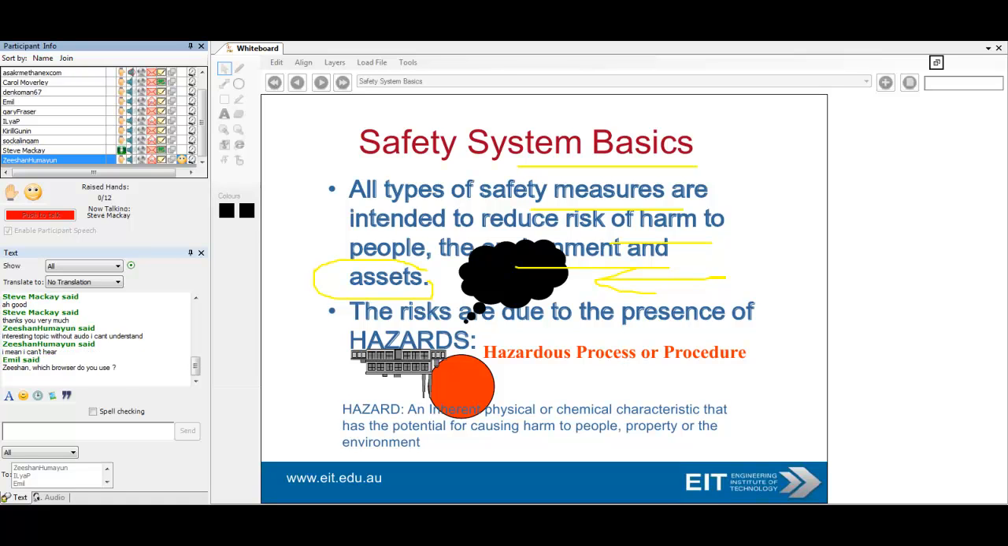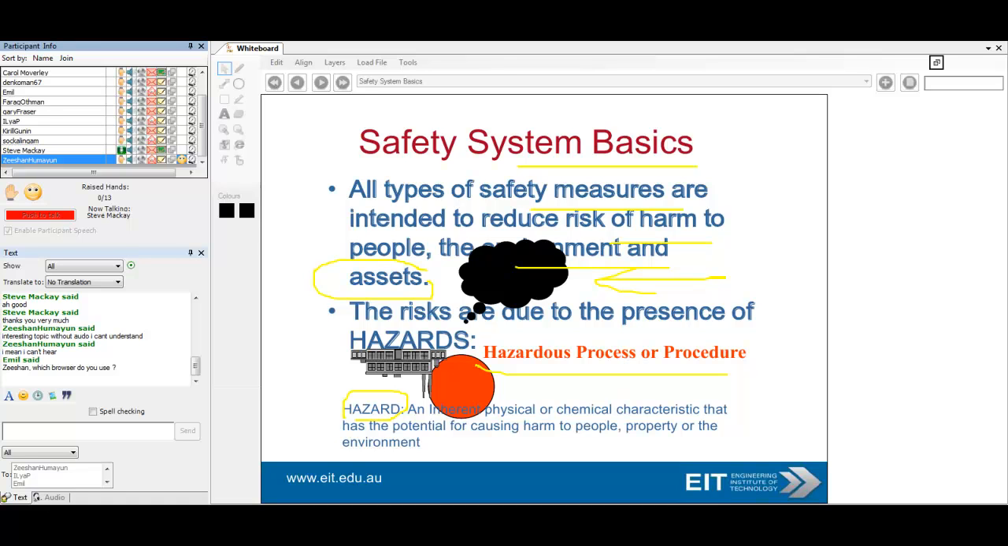Now, risks are due to hazards, so let's have a look at the hazards. A hazard is basically a built-in physical characteristic which could cause harm to you as a person, or to your equipment or property. So obviously, that's what we're interested in. So, hazard and risk. A hazard is the physical or chemical characteristic which could cause harm.